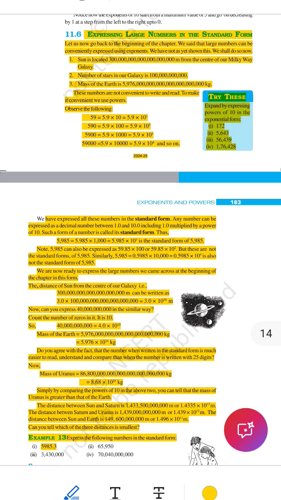4. Steps to convert a large number into standard form. Step-by-step rule. 1. Move the decimal point to make the number between 1 and 10. 2. Count how many places the decimal moved. 3. Write the new number times 10 to the power of the number of places.